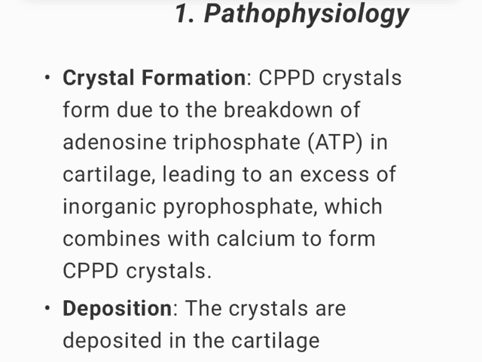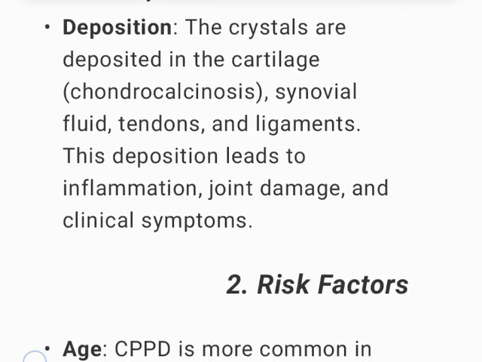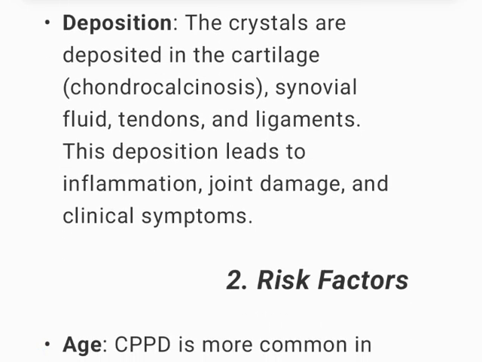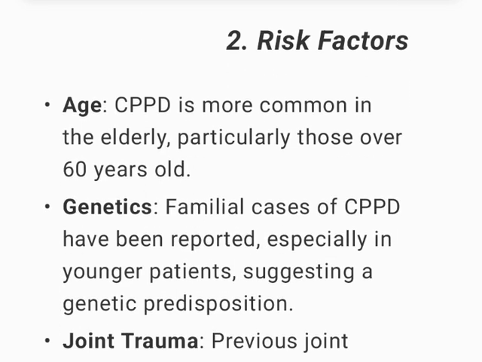1. Pathophysiology. Crystal formation: CPPD crystals form due to the breakdown of adenosine triphosphate, ATP, in cartilage, leading to an excess of inorganic pyrophosphate, which combines with calcium to form CPPD crystals. Deposition: The crystals are deposited in the cartilage, chondrocalcinosis, synovial fluid, tendons, and ligaments. This deposition leads to inflammation, joint damage, and clinical symptoms.